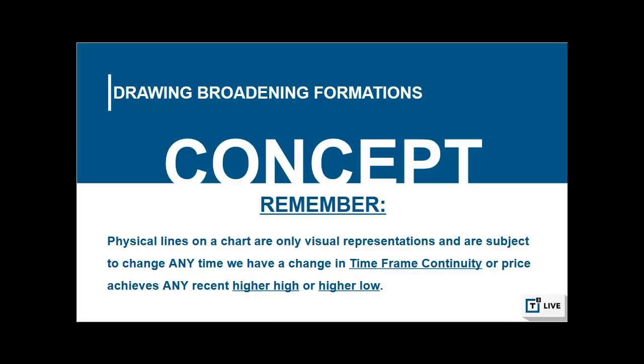Okay, first thing you have to remember: these physical lines that we draw on the charts are only visual representations of what we know to be true. They're subject to change any time we have a change in time frame continuity, a new day, a new week, a new month, a new 60. Or anytime the price achieves any recent higher high or higher low, that we are at triangle risk. We want to know that. So the importance isn't always drawing the lines, it's knowing where the triangles will be, knowing where these reclaim levels are.